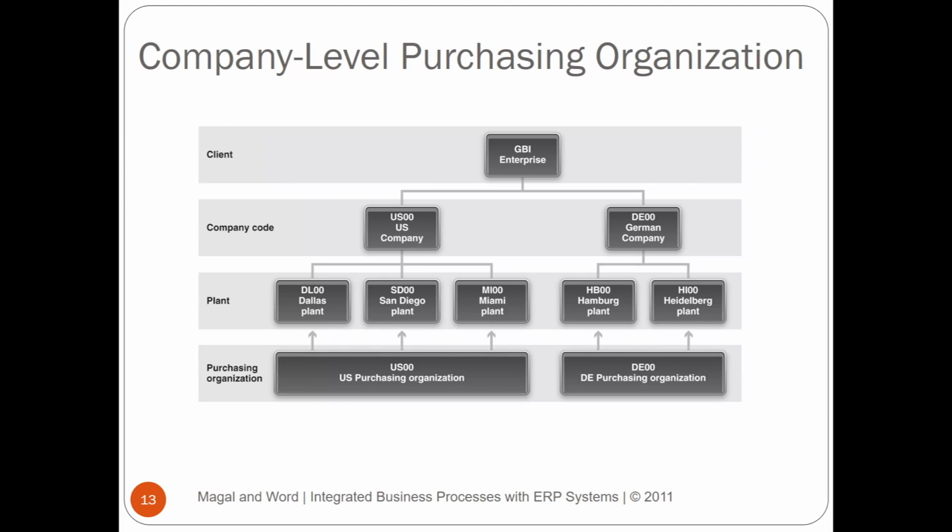In this figure, there are two purchasing organizations. We can see here the USOO and the DEOO. The USOO is responsible for all of the three US plants, and the DEOO is responsible for the two German plants. So this approach is less centralized than the enterprise level model. In this model, the purchasing organization is assigned to both the plants and the company code. However, a purchasing organization can be assigned only to one company code.